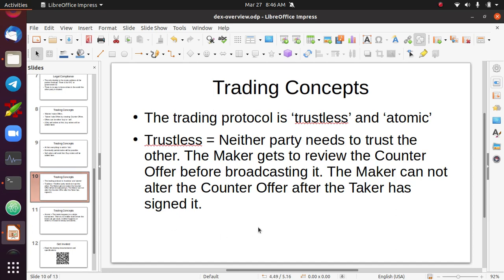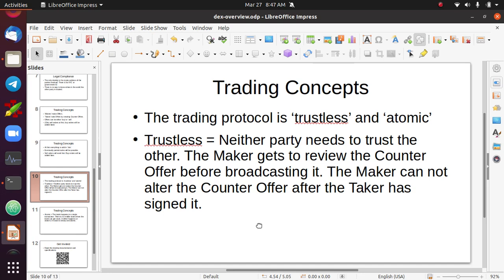So some other important concepts here. The trading protocol is trustless and atomic. Trustless means neither party needs to trust the other party. The maker gets to review the counteroffer before they broadcast the final transaction, and the maker cannot alter the counteroffer after the taker has signed it. And of course, the taker's creating the counteroffer.